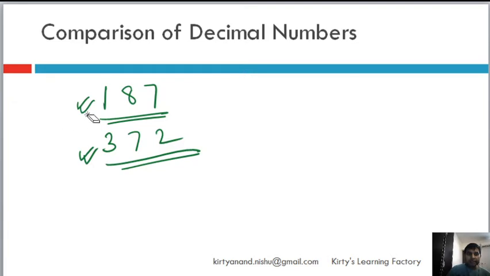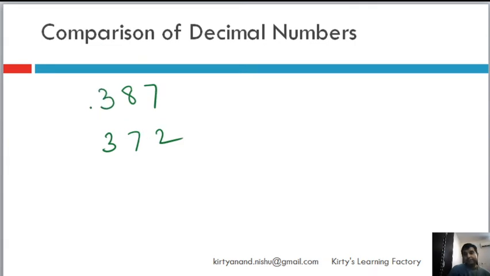Now there could have been a case where this number is also 387. Now 3 and 3 are equal. So we jump to the tens place, and then we compare both the numbers. Now here which number is larger? 8 is larger. Okay, therefore 387 is larger than 372. What if I were to say that even this is 8?